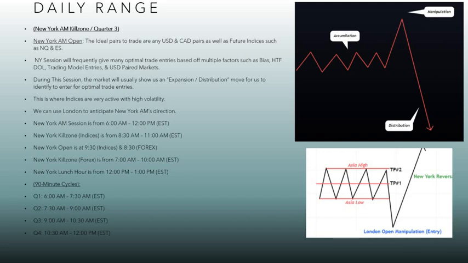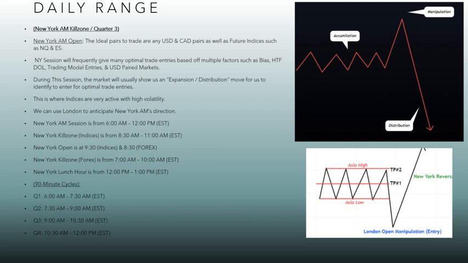Okay, so during this session, this is where a lot of volatility is going to happen, and also this is where you're going to have the distribution phase or the expansion phase. That's where the market is going to be expanding and distributing all of that liquidity that it built up during accumulation. It is going to distribute all that liquidity that it got manipulated from. So it's going to distribute all the liquidity from the past 2 sessions.